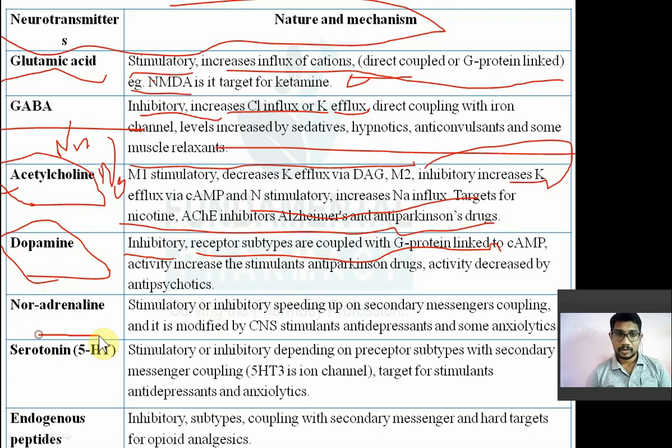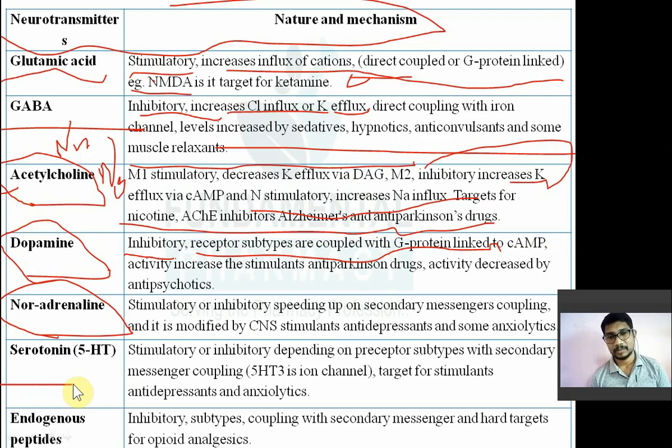Then noradrenaline. It is the neurotransmitter for the adrenergic nervous system. Adrenaline or noradrenaline will have different receptors like alpha receptors and beta receptors. Alpha is further divided into alpha 1 and alpha 2. Out of that, alpha 1 is stimulatory, alpha 2 is inhibitory. Then again there are beta 1, beta 2, beta 3 receptors. Beta 1 is again stimulatory, beta 2 is inhibitory, and beta 3 has a mixed action. So these neurotransmitters will have different receptors.